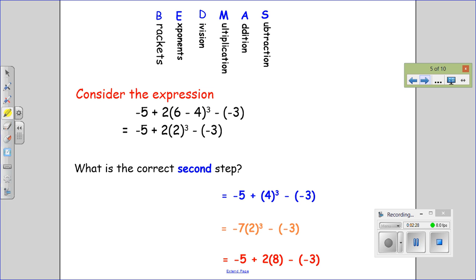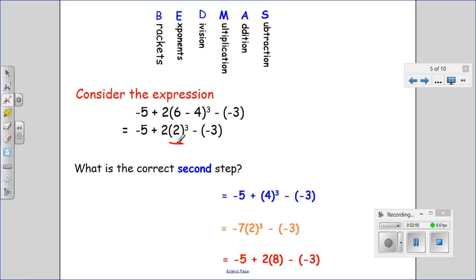When we look at the next screen, we see the expression has the first 2 lines to the solution to evaluating it written out neatly. Now if we look, we've already done the work inside the brackets, because if we look at the 2 with the exponent of 3 and the -3, there's no work to be done inside those brackets. So we look next and we see exponents comes next. And we see that the 2 has an exponent of 3.